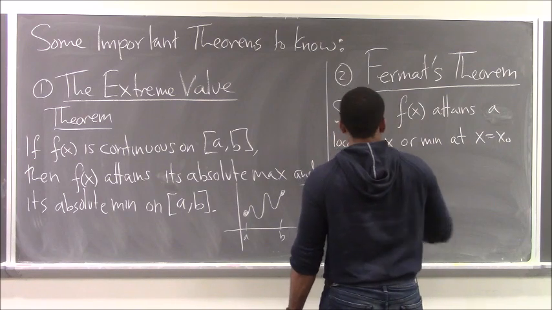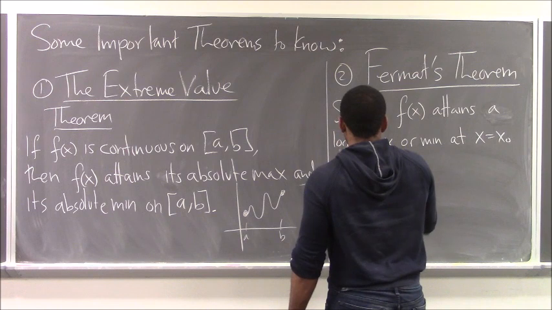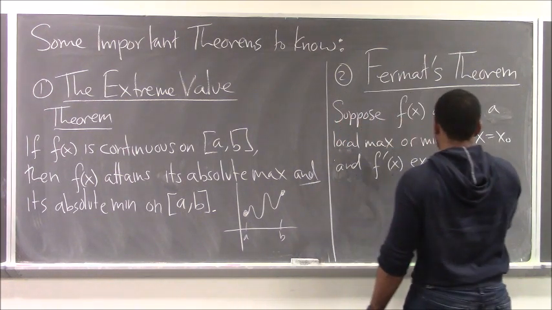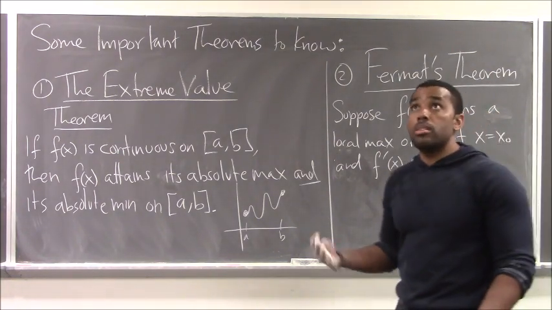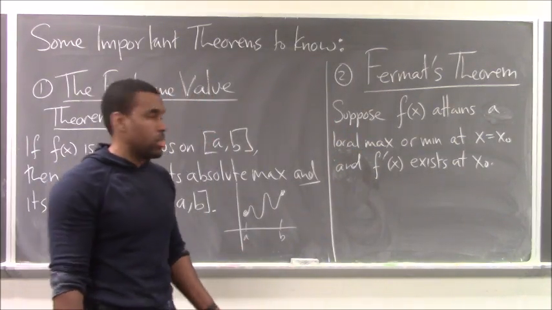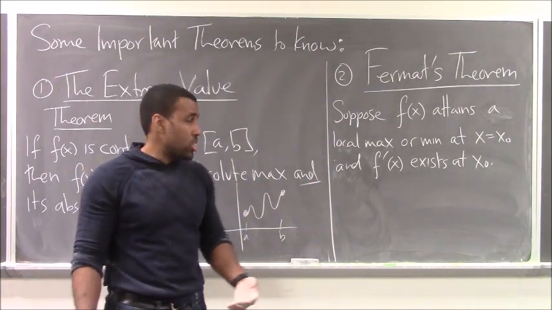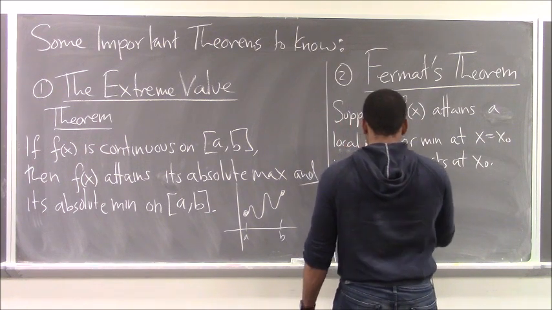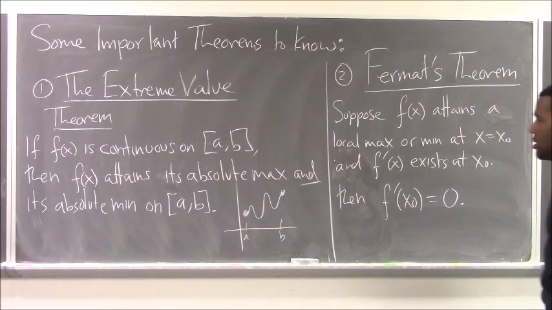Then, and f prime of x exists. So this is the derivative of the function. Exists at x naught. Meaning, if you find the limit, the derivative limit, and plug in the number x naught, it will actually work out. Or you do the derivative via some shortcut formula and plug in x naught, it's actually a number that makes sense. Then, f prime of x equals 0.